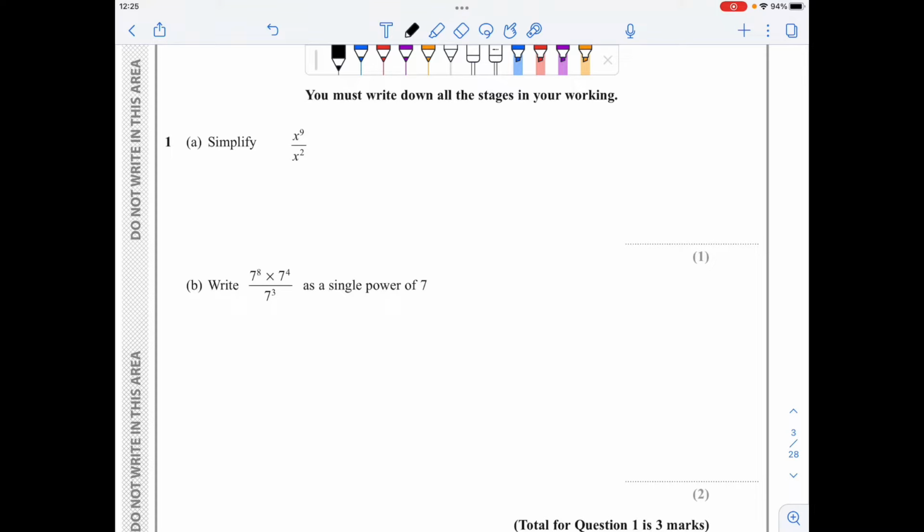For part A, in question 1, you just subtract the two powers, so the answer would be x to the power of 7. Then in part B, first I'm going to add the two powers in the numerator, so I get 7 to the power of 12, denominator stays the same, and then subtract the two powers, so 7 to the power of 9.